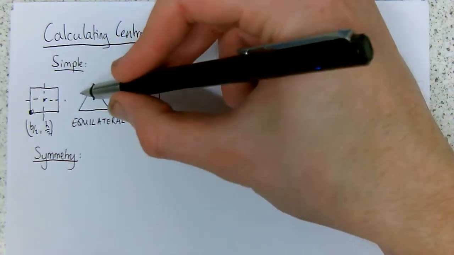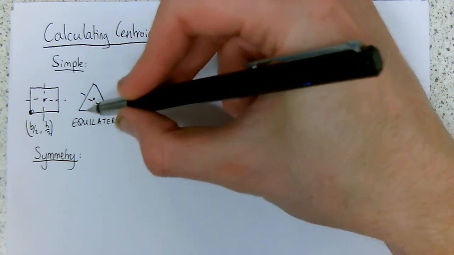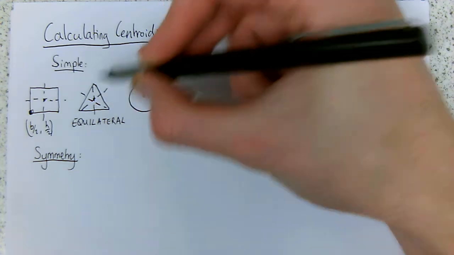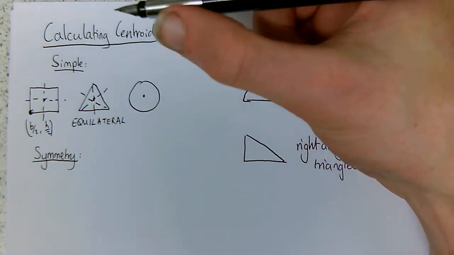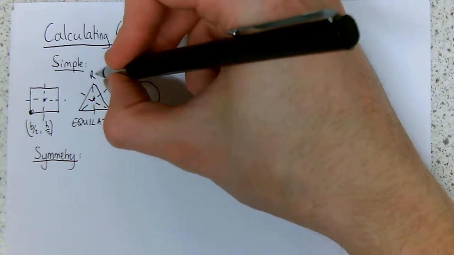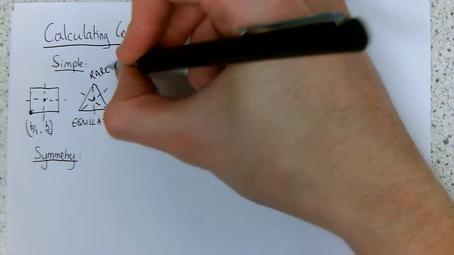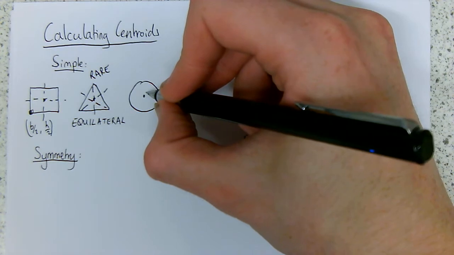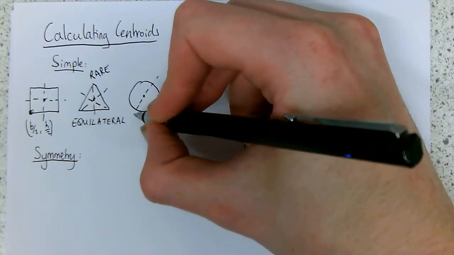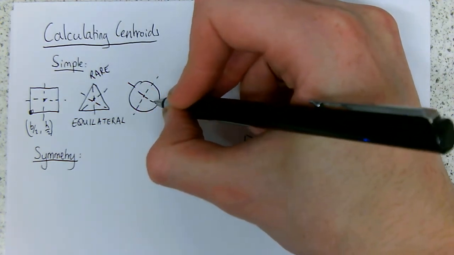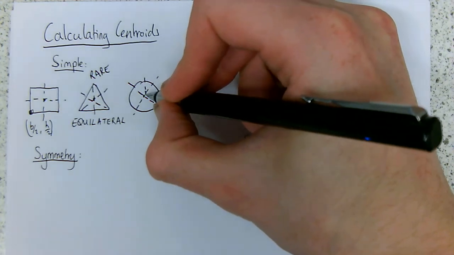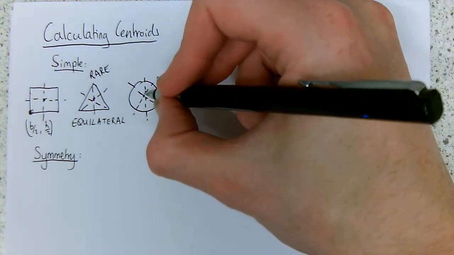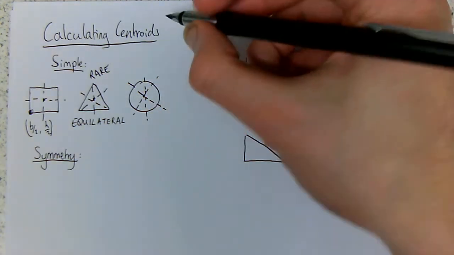An equilateral triangle has three axes of symmetry, so where they meet in the middle would be its centroid. You will rarely come across that. For a circle, which has an infinite number of lines of symmetry that all meet in the middle, the centroid would be in the centre.